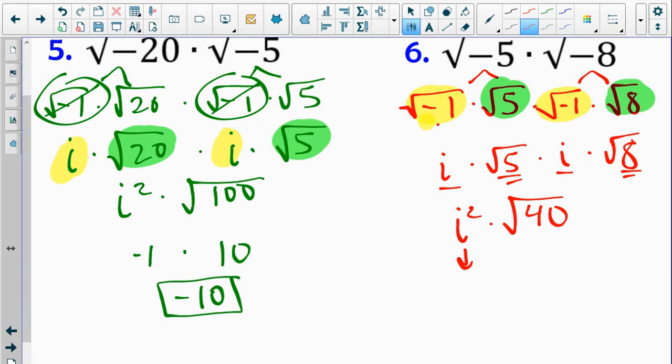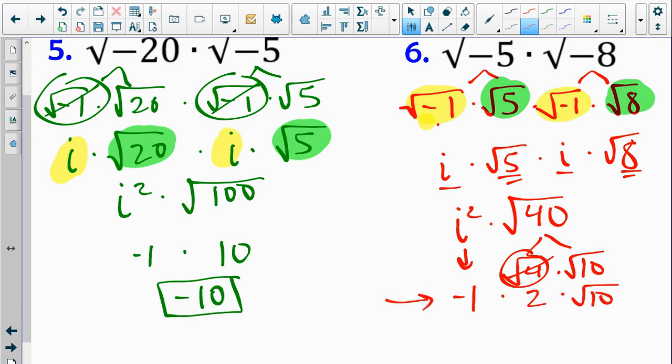And you remember what i squared is the same as? What does that simplify to? Just -1. i times i is -1. And then in this case, the square root of 40, we can simplify that. It's not a perfect square. I can't change it to a whole number, but I can write it as square root of 4 times square root of 10, since 4 times 10 is 40. Square root of 4, square root of 10. And of course, we know that the square root of 4 is 2. So I can write this all in one line here: -1 times 2 times the square root of 10, which becomes -2 square root of 10. So I multiply my whole number parts together there.